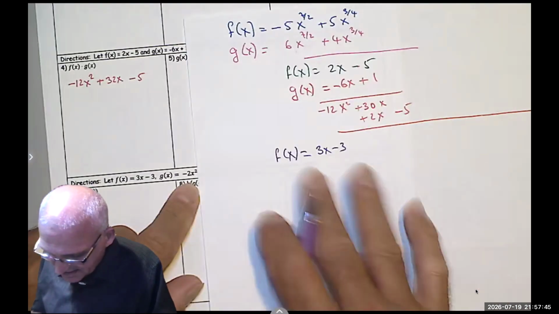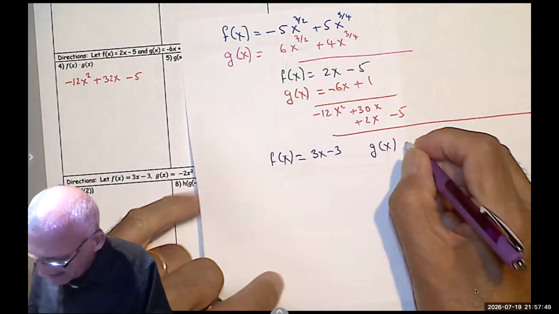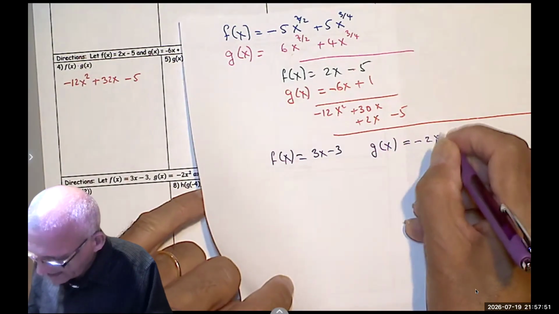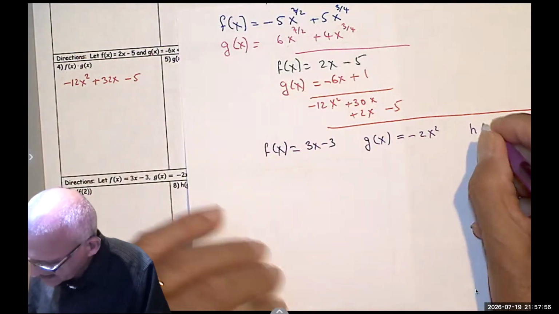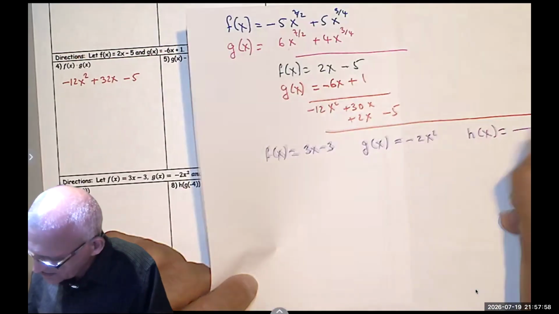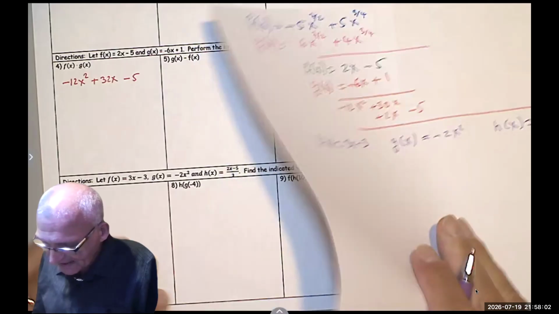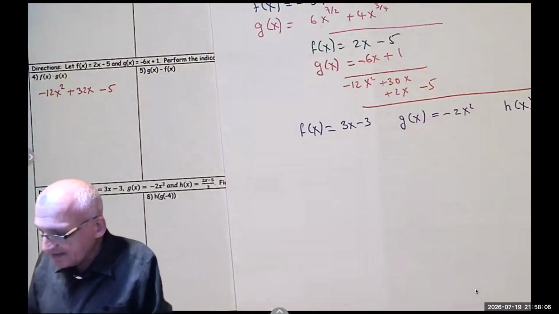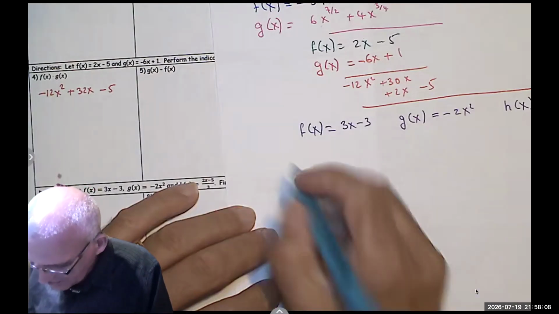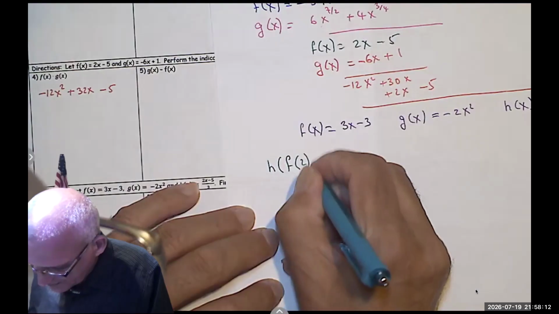G of x is negative 2x squared. And h of x is 2x minus 5 over 3. And then they give you 3. Let's do all 3 of them. They want you to do h of f of 2.